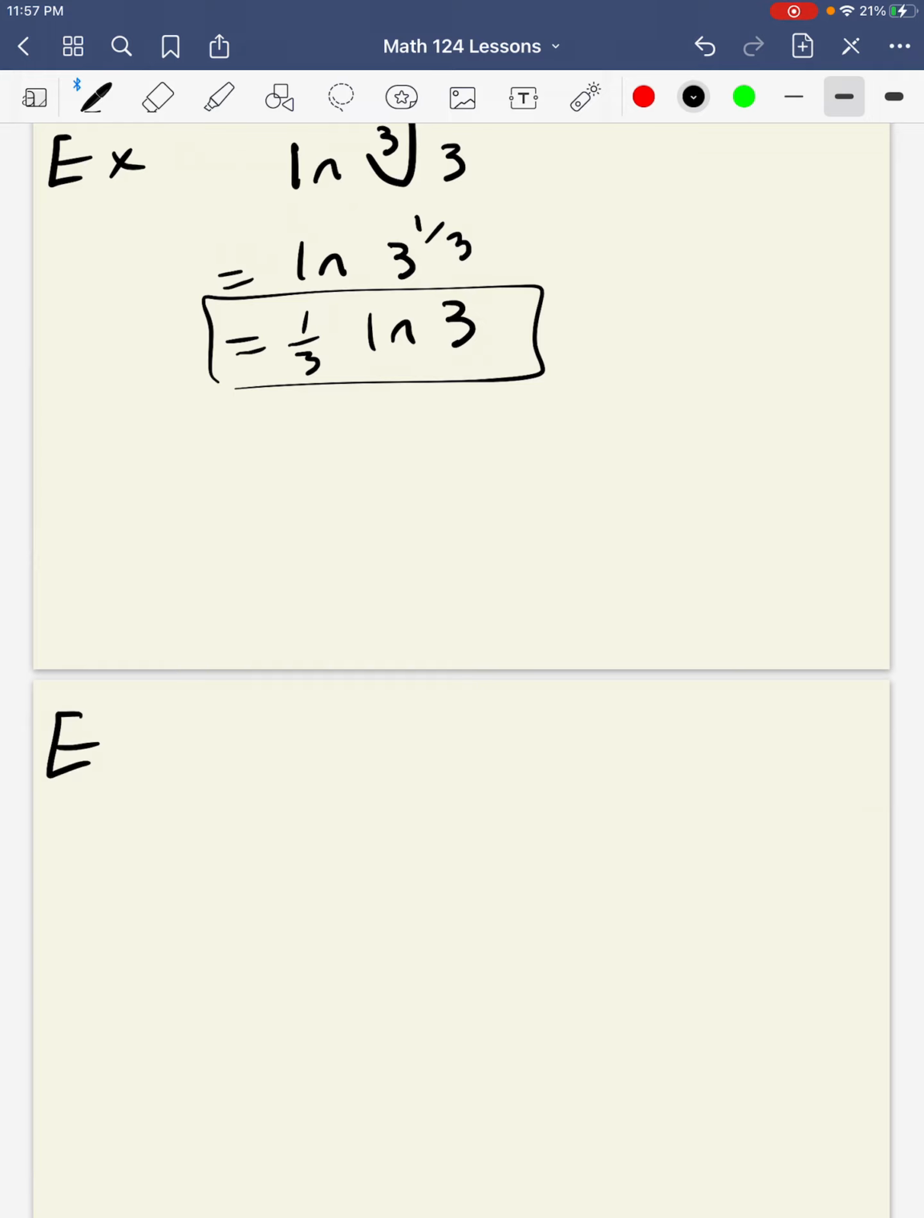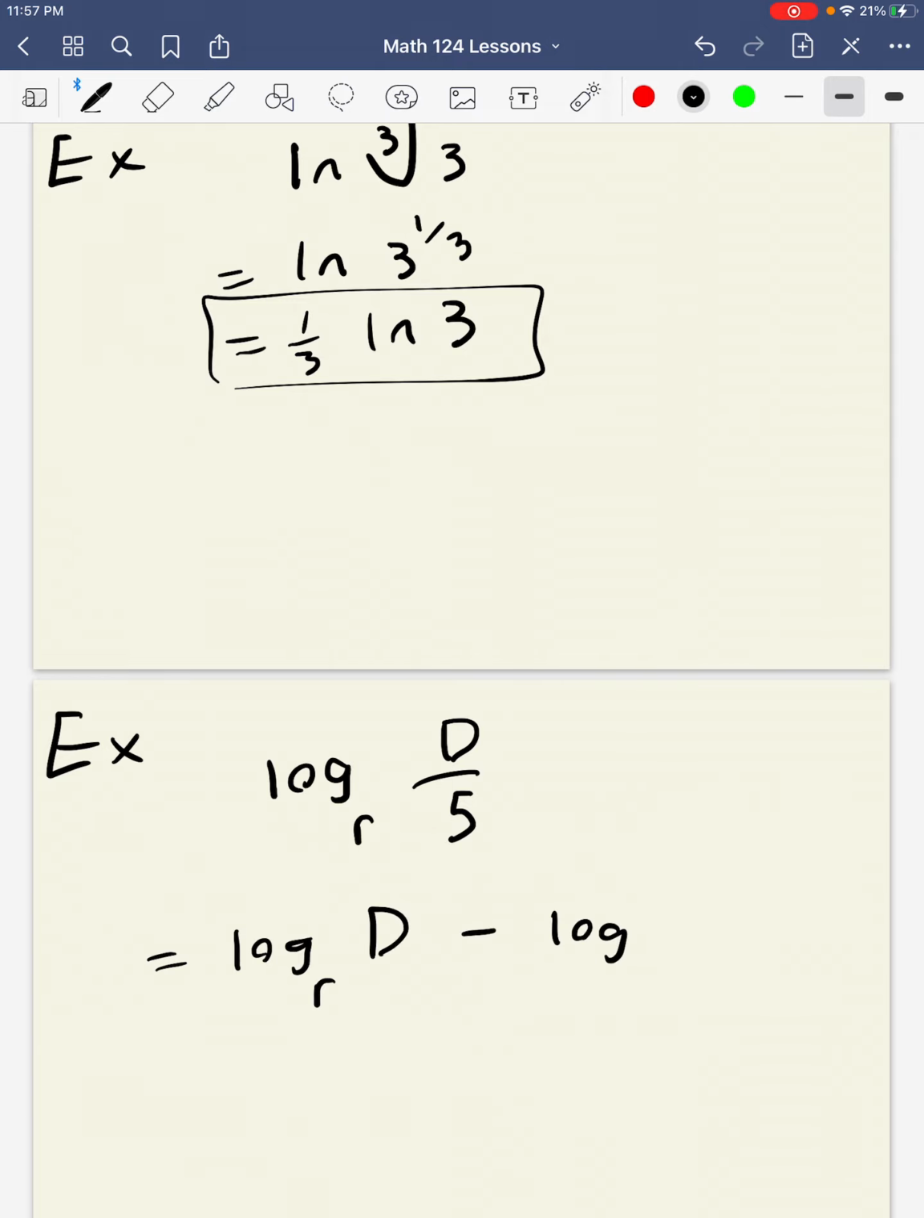Okay, should continue with some more examples. Say our base is r, and now we have a division inside of the logarithm. Say it's d over 5. Well, by the formula, you do log of your base of the first guy, and then minus log, using the same base, of the bottom guy.